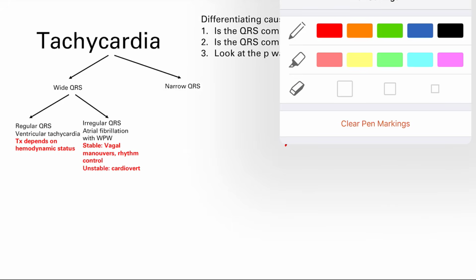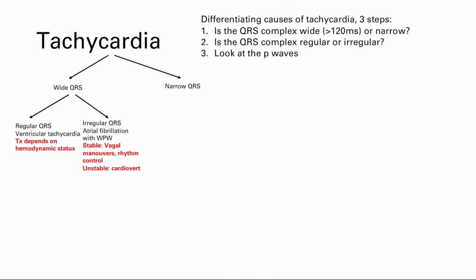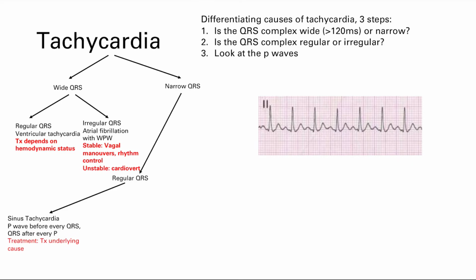Let's erase our markings. And now we have a narrow complex. Let's say it's regular. There are multiple regular narrow complex tachycardias, so the next step is to look at the P waves. If you have a P wave before every QRS and a QRS after every P, that's called a sinus rhythm. This is a sinus tachycardia. So there's no underlying circuit abnormality. It's just your heart's beating fast.